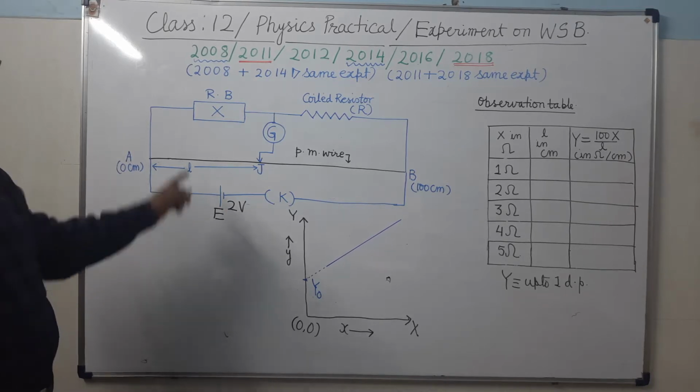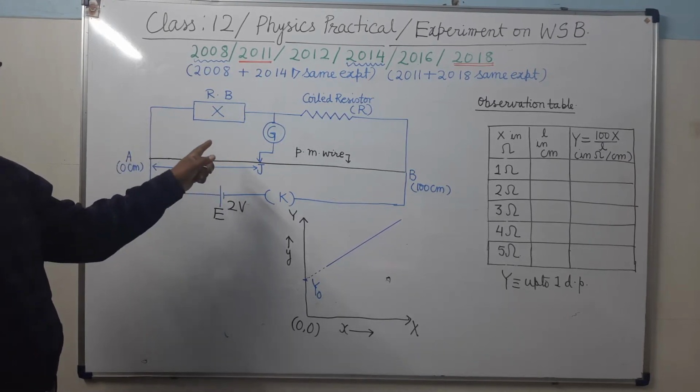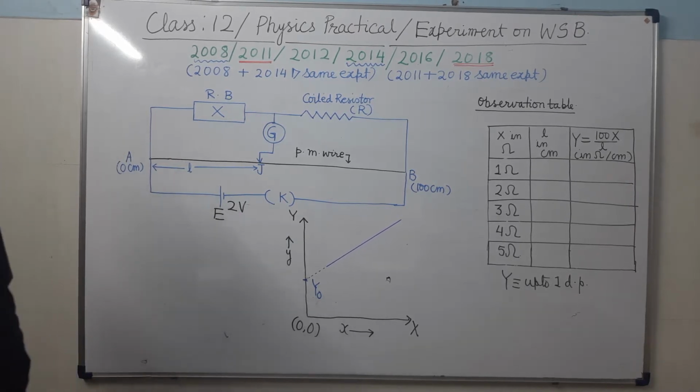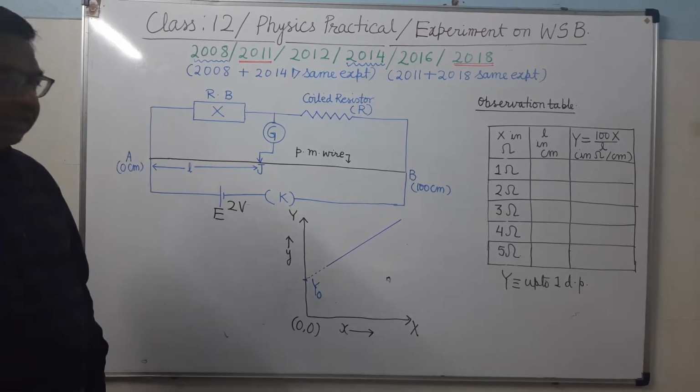Along the sides of a quadrilateral, 4 resistors are arranged, and the balancing condition is P upon Q equals R upon S.